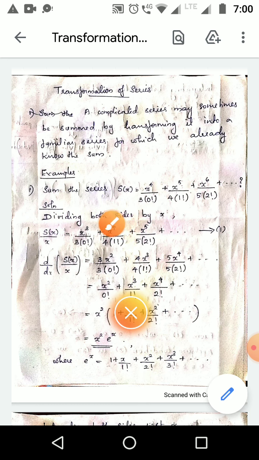Dividing both sides by x, we get s of x by x is equal to, here x raised to 4 by x becomes x cube by 3 into 0 factorial. Term by term we divide by x. Next, x raised to 5 by x becomes x raised to 4, so x raised to 4 by 4 into 1 factorial plus x raised to 5 by 5 into 2 factorial plus etc. Next, we are taking the derivatives on both sides.